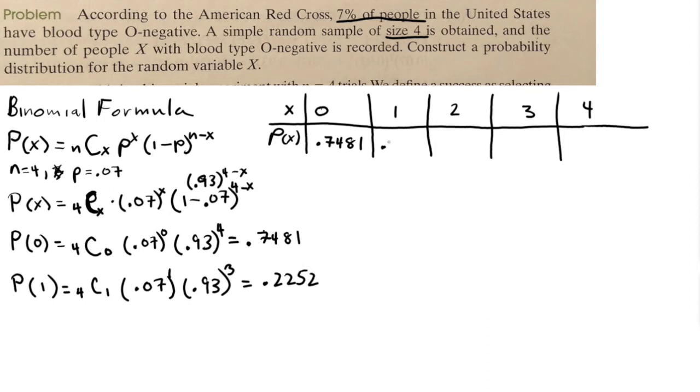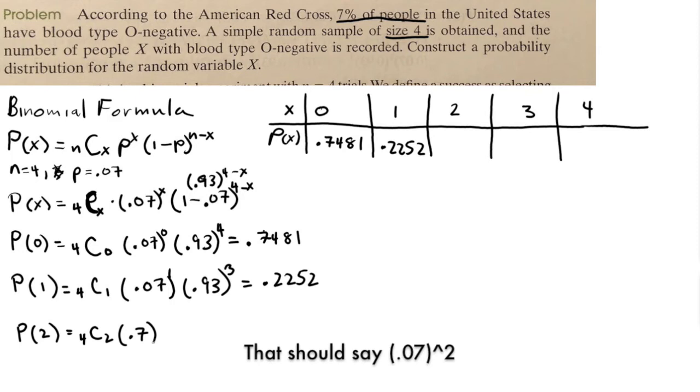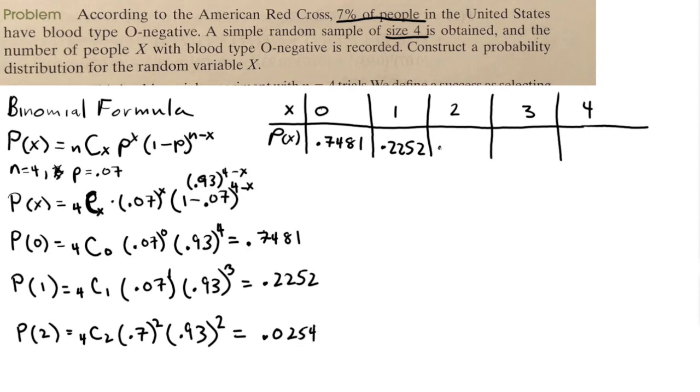Alright, so my next one here. I'm going to fit one more down here. P of 2. 4C2, 0.7 to the 2, 0.93 to the 4 minus 2. And if you work that one out on your calculator, you will get 0.0254. Alright, so that's our next one.